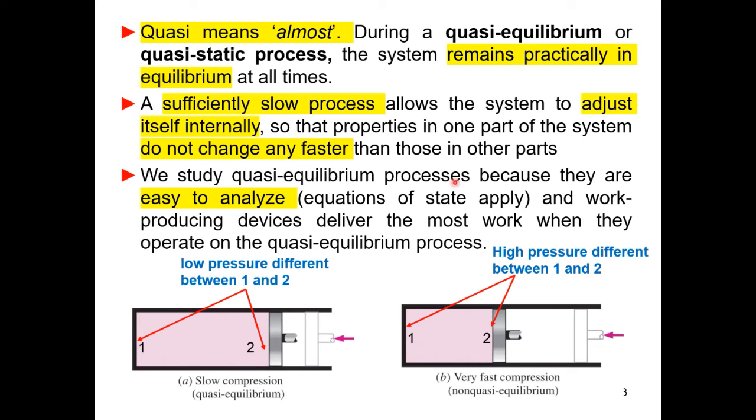We also can apply the equation of state, normally for gas, and we can also apply other equations in order to analyze. A slow compression we call quasi-equilibrium. A very fast compression we call non-quasi-equilibrium, meaning it's not quasi-equilibrium.